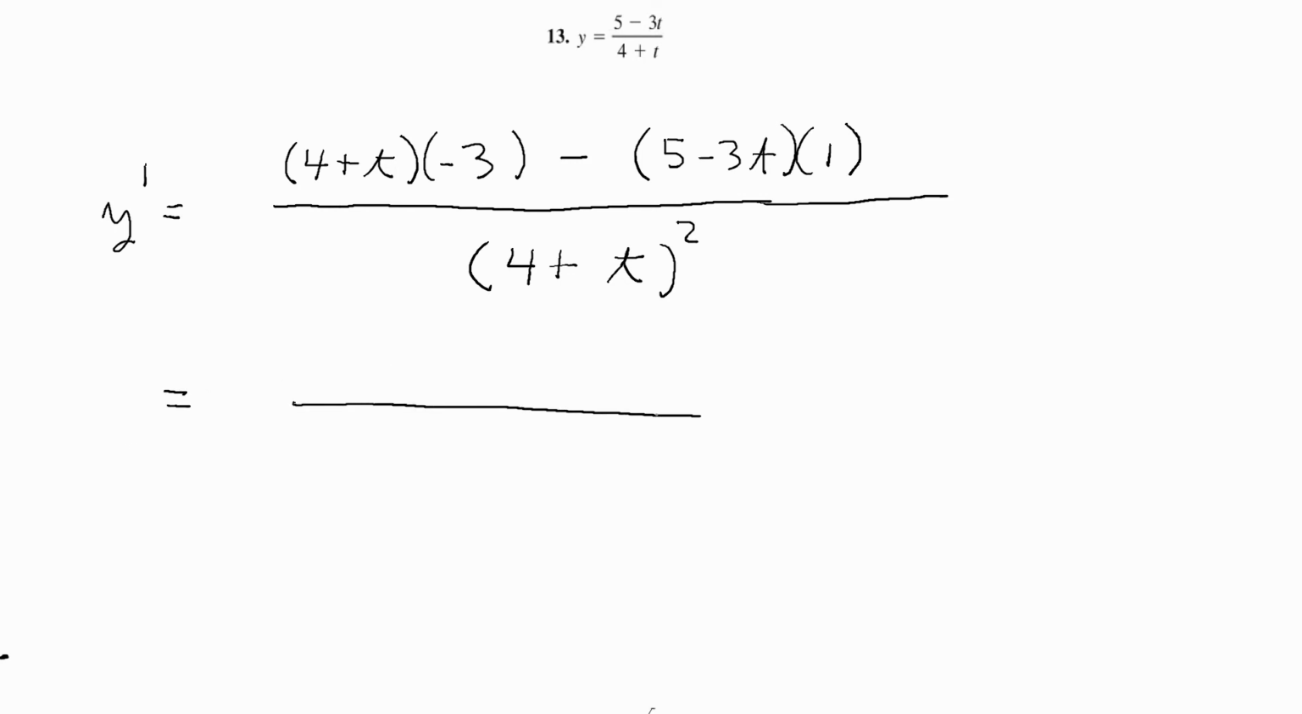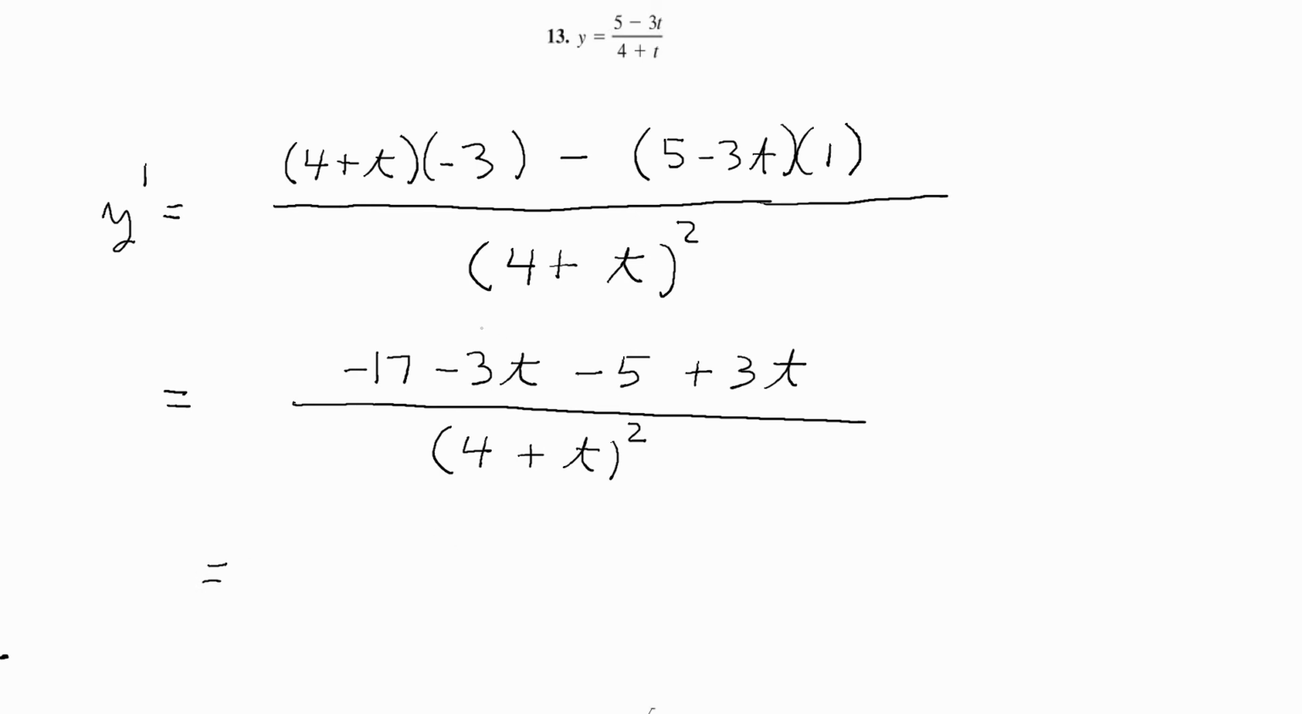So what do I get? Let's see what we have here. Negative 17 minus 3t, then it's going to be minus 5 plus 3t, all divided by 4 plus t squared. And so what we get is, the negative 3t and the positive 3t go away. So what do I get? I get 17.